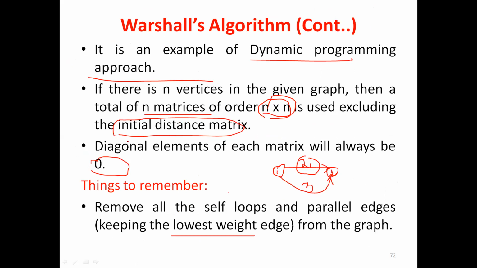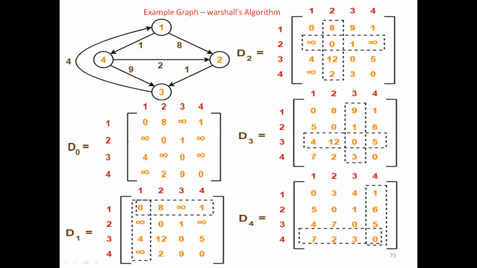So how many vertices are in this graph? You have 4 vertices. So I have to make 4 matrices excluding the initial distance matrix. So I will ignore the D0, that is the initial distance matrix. After that I will make the processing. I will start processing the initial distance matrix. So if there are 10 vertices in a graph, you have to draw 10 matrices up to D10.